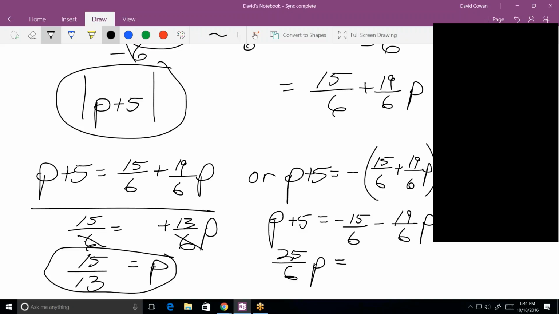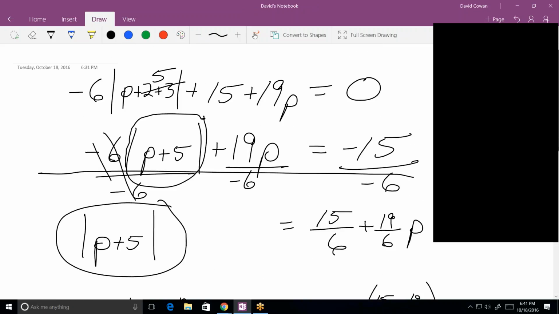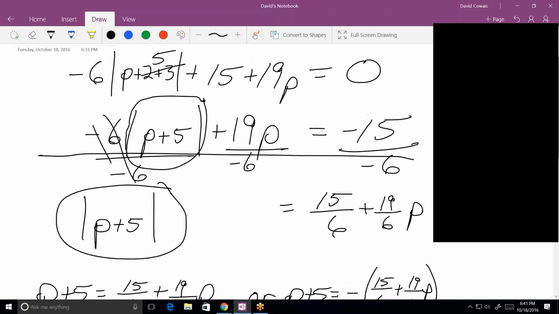I'm going to take my 5 and move it to the right. Well, that's 30/6. So the right ends up with 45/6. And again, the 6's disappear, and p is going to equal minus 45 divided by 25. So I have two solutions for p, which I would expect. And if I go back to your original equation and plug in both of those solutions, that should work.